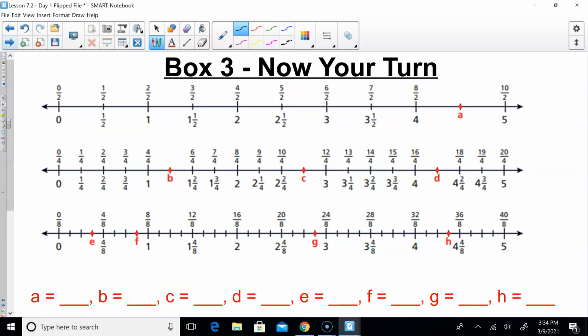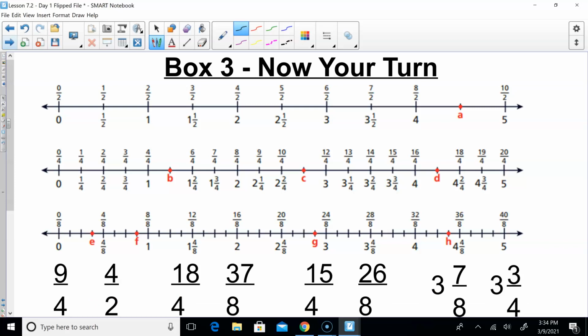All right, now it's your turn to use those red dots that are on the screen. Can you fill in both the fraction and also the mixed number if it has one? Fill in those numbers for box 3, now your turn section. Make sure you write that on there, draw a line, put that information underneath there.